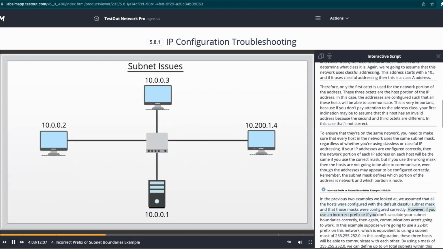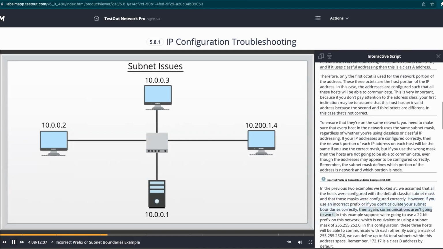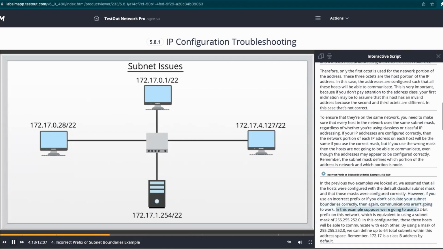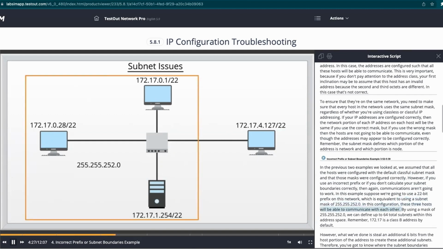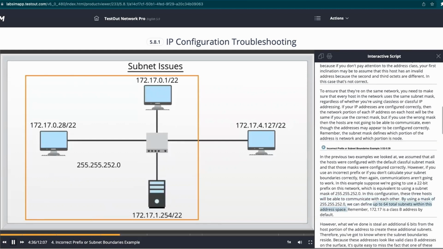However, if you use an incorrect prefix, or if you don't calculate your subnet boundaries correctly, then again, communications aren't going to work. In this example, suppose we're going to use a 22-bit prefix on this network, which is equivalent to using a subnet mask of 255.255.252.0. In this configuration, these 3 hosts will be able to communicate with each other. By using a mask of 255.255.252.0, we can actually define up to 64 total subnets within this address space.